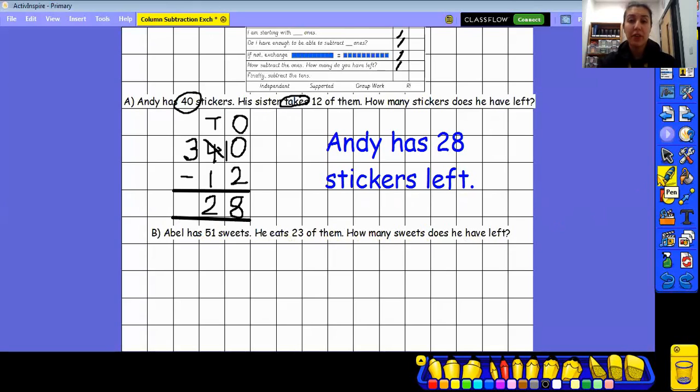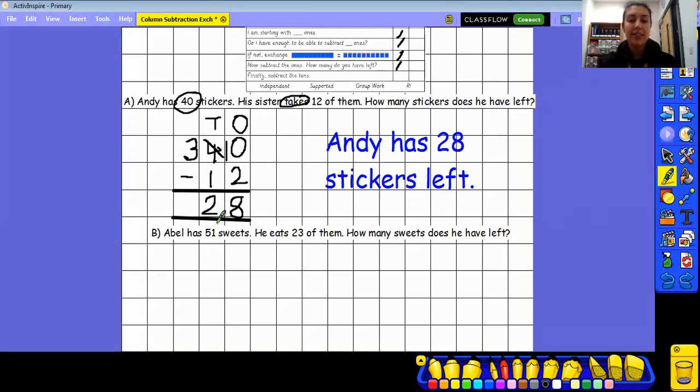Are you ready to find out if you got it right? Let's go then. So Abel has 51 sweets. He eats 23 of them. How many sweets does he have left?